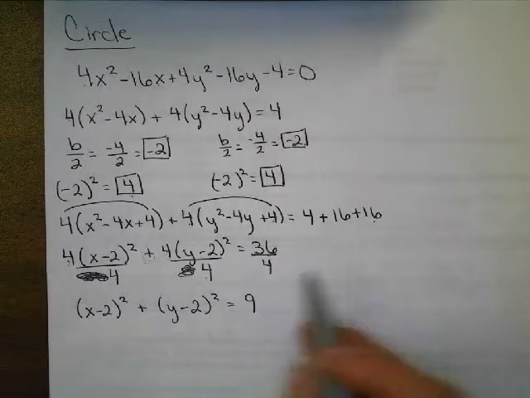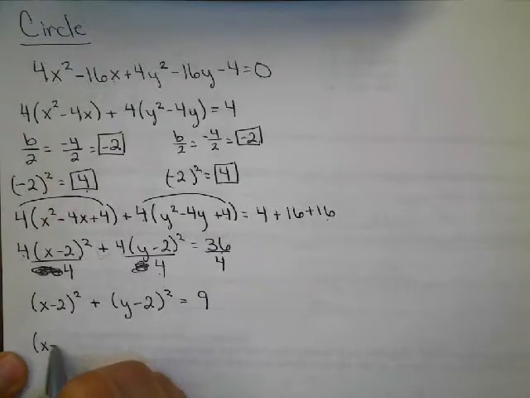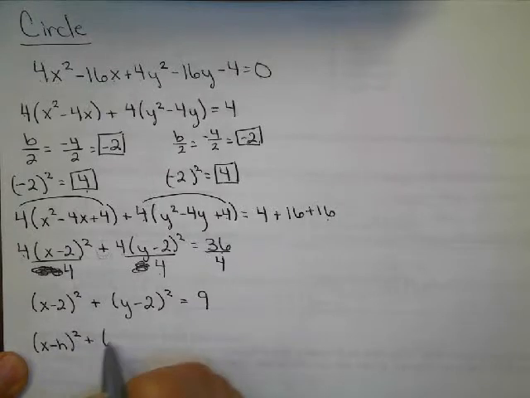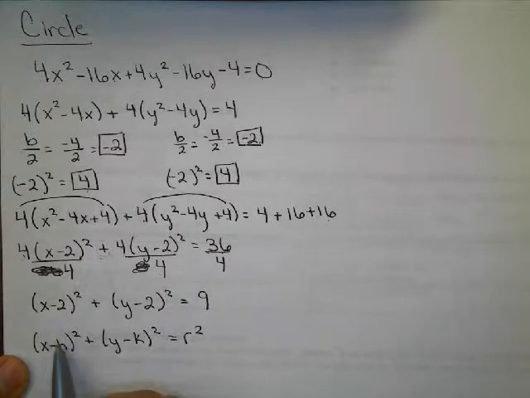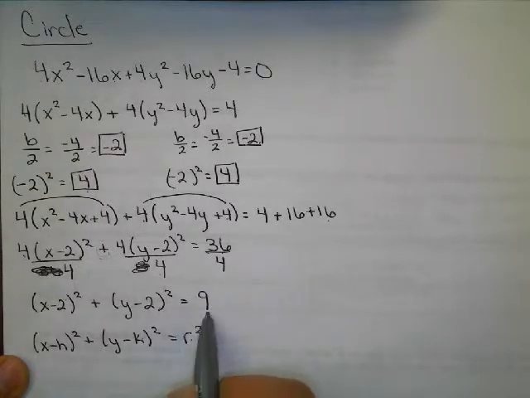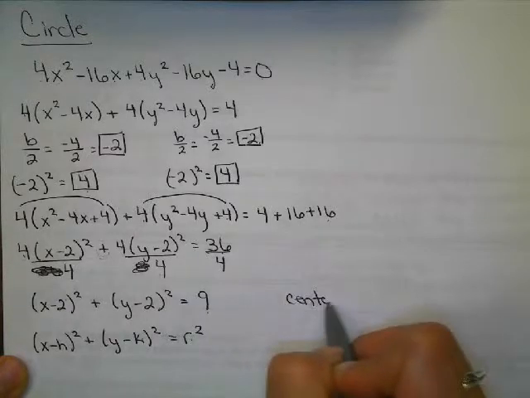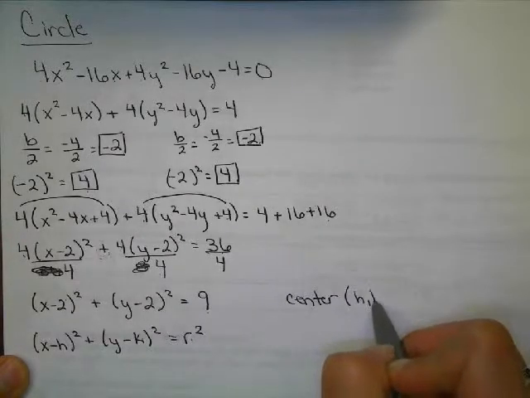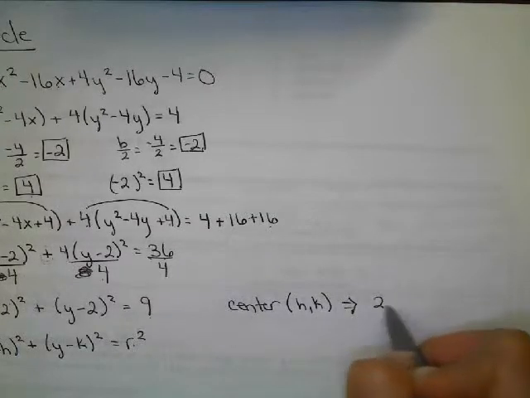Alright, now I can get my center and my radius. If you look, the equation of a circle is x minus h squared plus y minus k squared, and that equals r squared. So these are all the pieces for my equation here. So my center is (h, k), which in this case will be (2, 2).